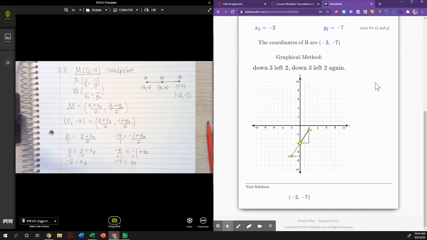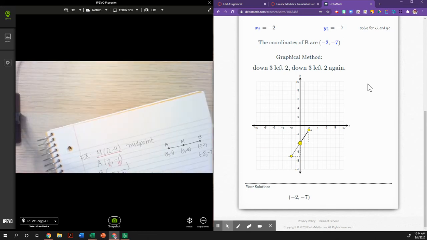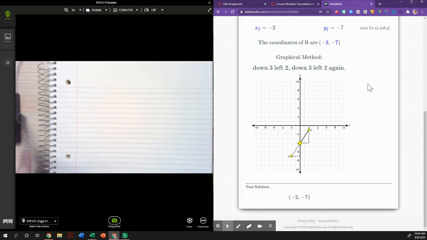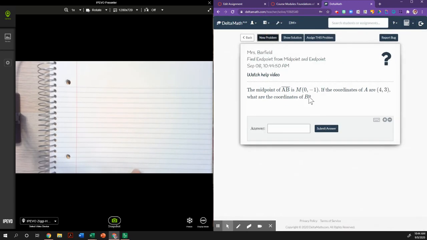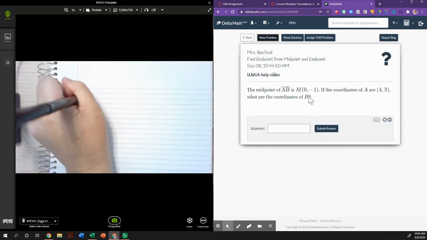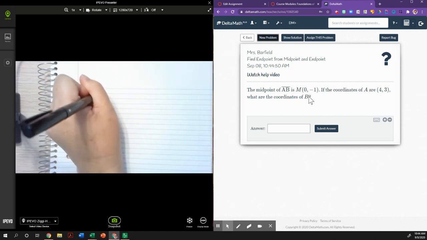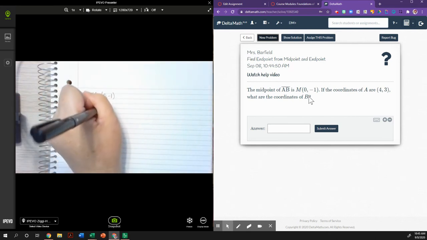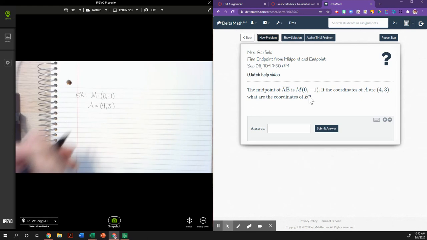Okay, all right, now he does show you a graphing method, okay, which you are welcome to do. You are welcome to look at it from this perspective and do the problem, okay? But I'm going to focus on the algebraic method because that is one that people struggle with, okay? All right, so let's do another example. All right, so I have the midpoint as 0, -1. I know that A is 4, 3, and I'm looking for B.